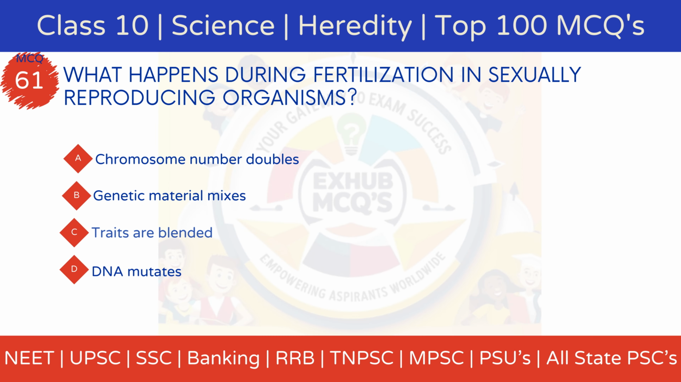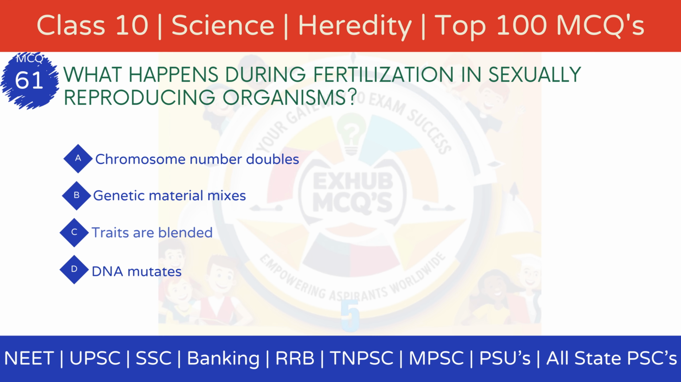MCQ 61. What happens during fertilization in sexually reproducing organisms? Option A, chromosome number doubles. Option B, genetic material mixes. Option C, traits are blended. Option D, DNA mutates.